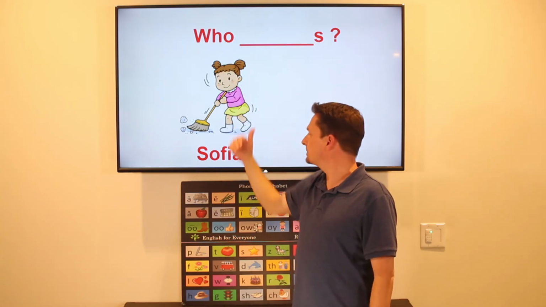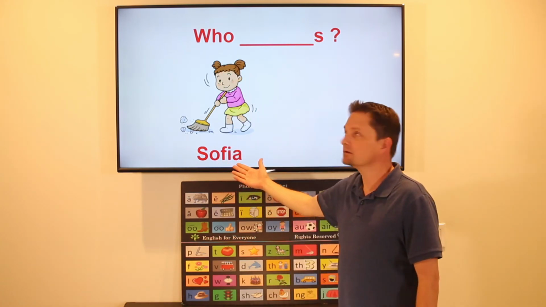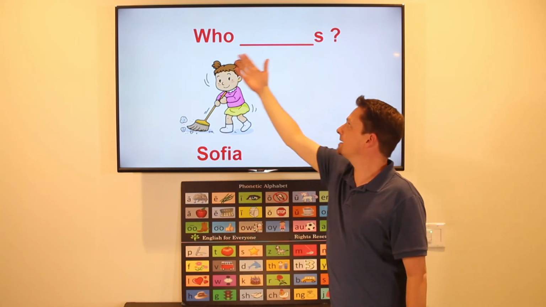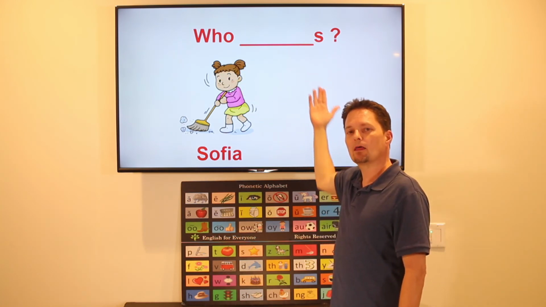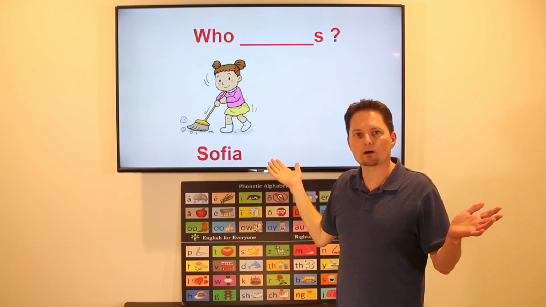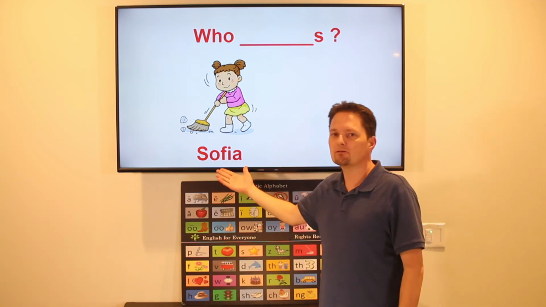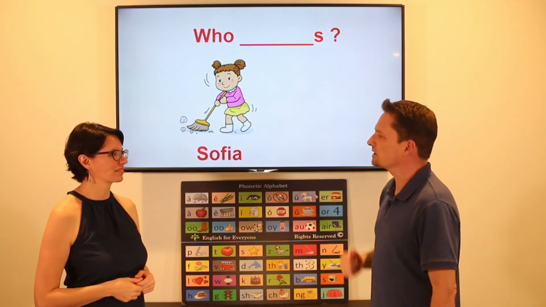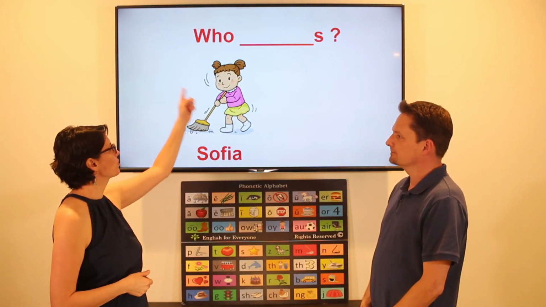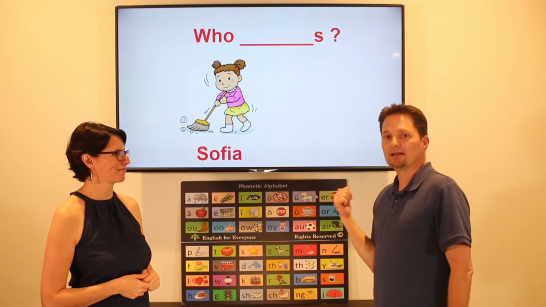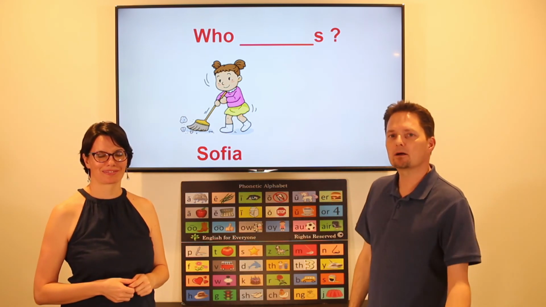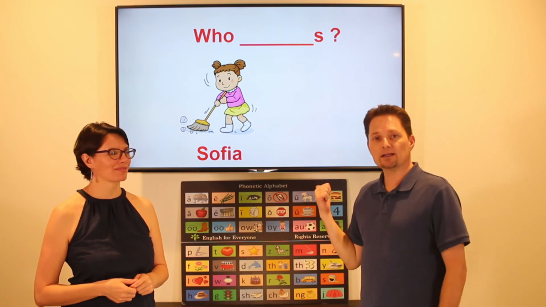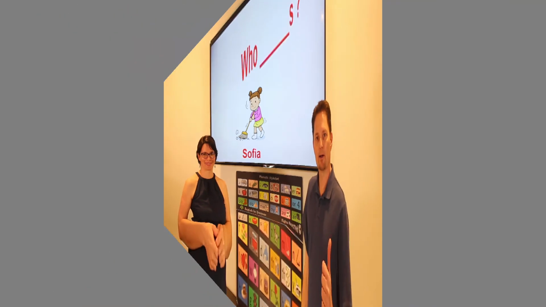Making questions with who. When who is the person doing the action, no does, change your action. Example, who sweeps the floor? Respond, Sophia sweeps the floor. Let's practice. Make a question with who. Who sweeps the floor? Sophia sweeps the floor. Very good.